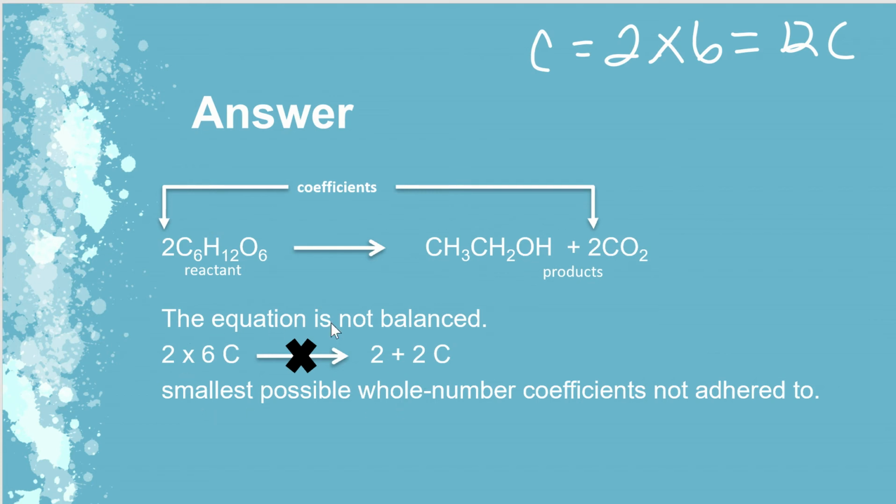A point to note here is that the smallest possible whole number coefficients need to be adhered to as well. We're not going to have, like, 10 molecules of a reactant and 20, like those. It's always the smallest possible whole number coefficient. Even if you see a big number, you must try to reduce it to the smallest possible whole number coefficient.